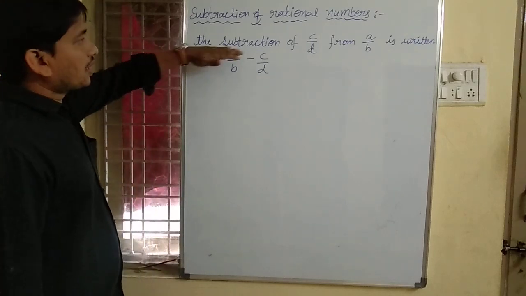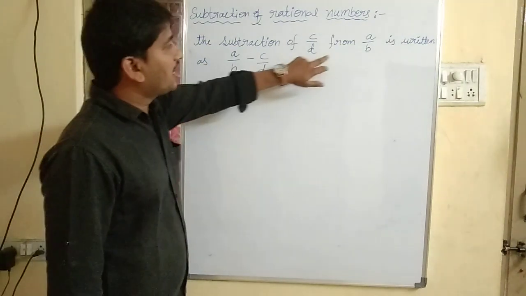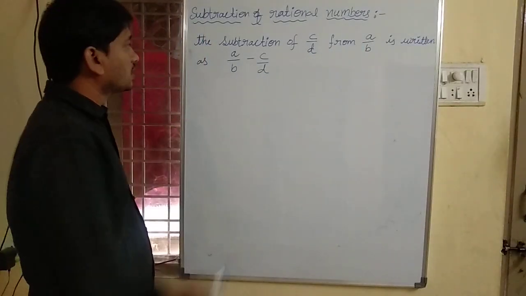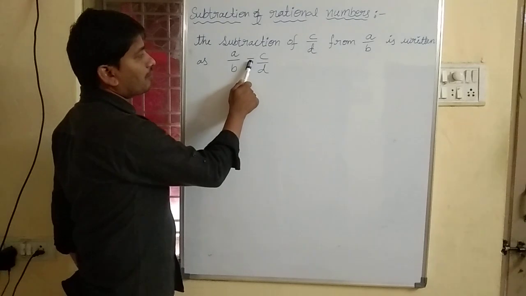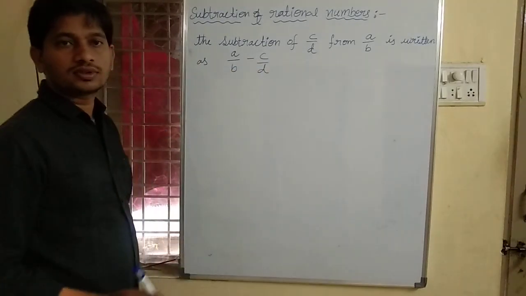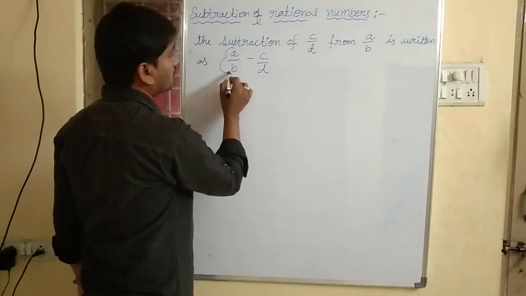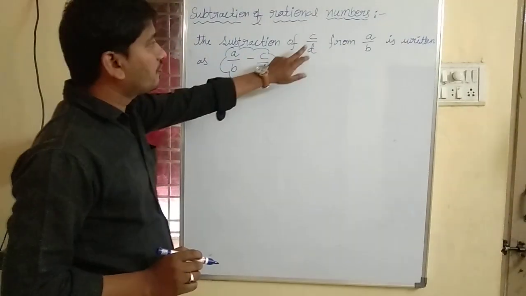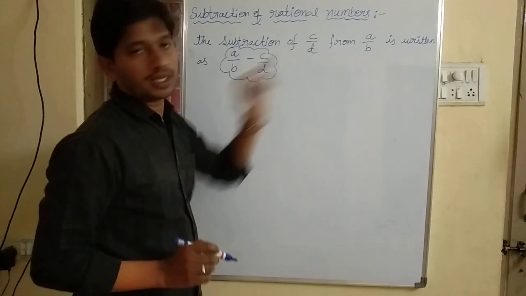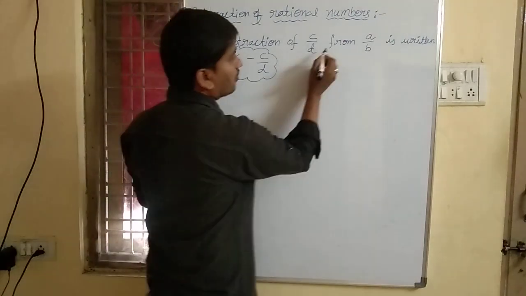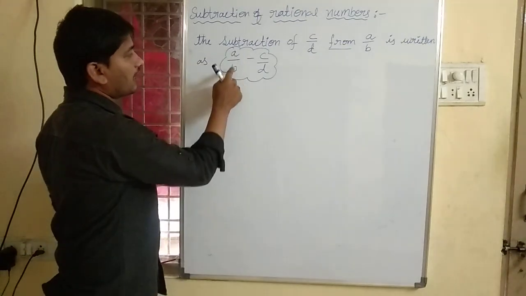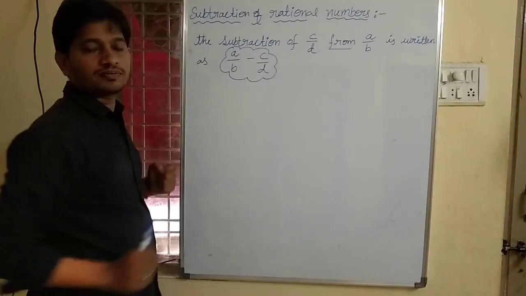See, the subtraction of C by D from A by B is written as A by B minus C by D. Yeah, this is important, students. Subtraction of C by D from A by B is written as A by B minus C by D.